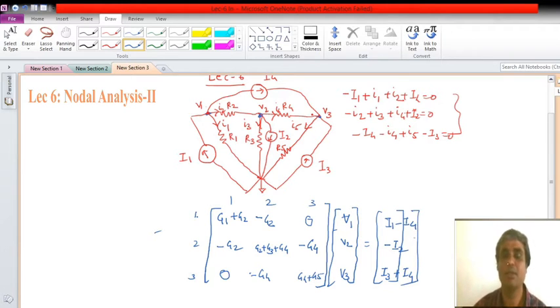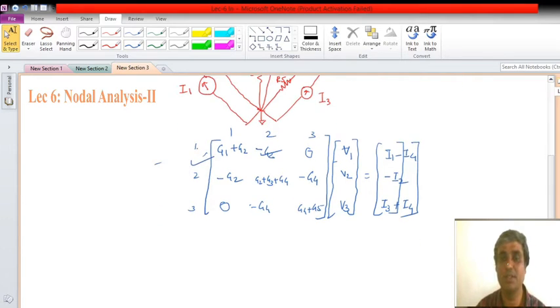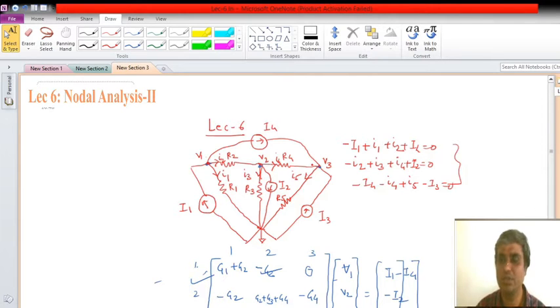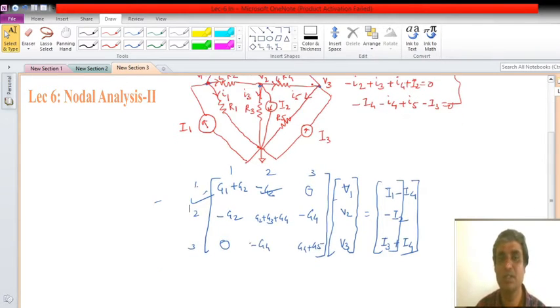Immediately by inspection, we have written it. Now we can say that this matrix is a symmetric matrix, right? It is because it doesn't contain dependent sources. So this is what we proved. Next we will take one more example with the dependent sources. And once I know all the values of G1, G2, G3, I will get all the node voltages by doing Cramer's rule or the solution for the linear algebra problem.